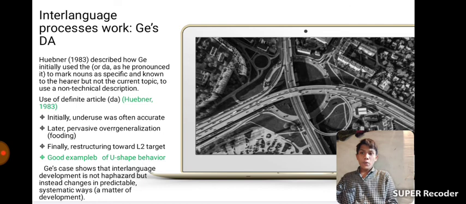Okay, next, interlanguage processes work. Huebner, 1983, describes how learners usually use "da", or "the" as he pronounced it, to mark a specific noun unknown to the hearer but not the current topic. They use a non-technical description. Use of the definite article "the", Huebner, 1983.